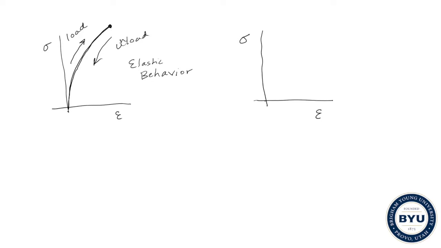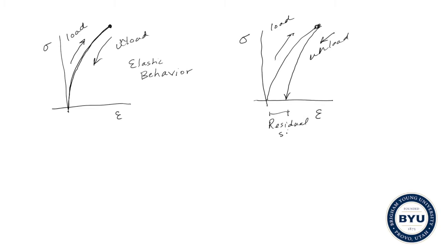Inelastic behavior, on the other hand, may be something like this. So you load the material like that, and it gets to some point, but then it traces a slightly different path when you unload it. Okay, and so this right here is some residual strain that is left in the material. So it doesn't have a perfectly elastic behavior. It has what we call an inelastic behavior.